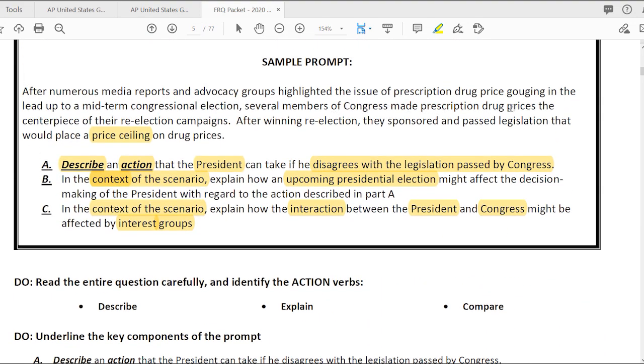So don't forget, if you go back to the original scenario, several members of Congress made prescription drug prices a centerpiece of their re-election campaigns. After winning re-election, they sponsored and passed it. So basically, this is what we call an electoral mandate. Congress is carrying out an electoral mandate.